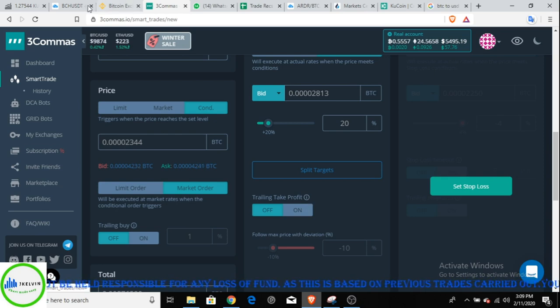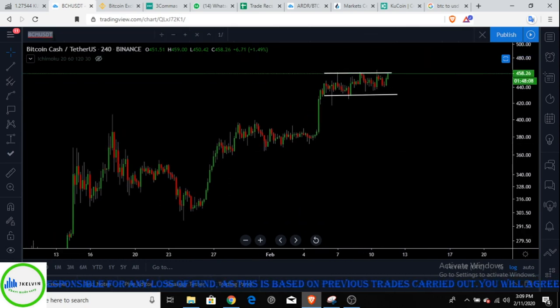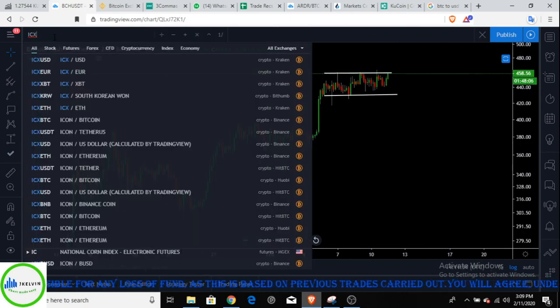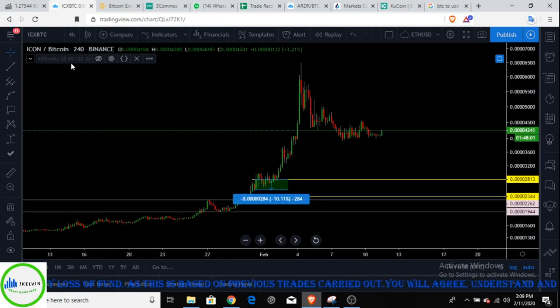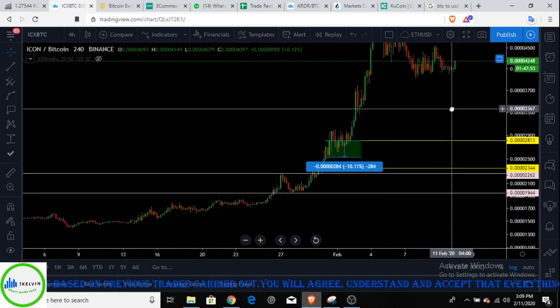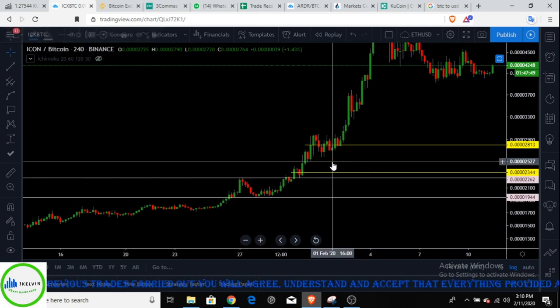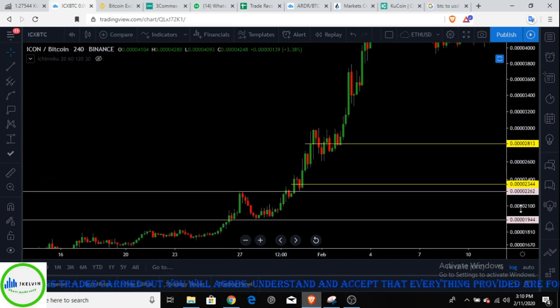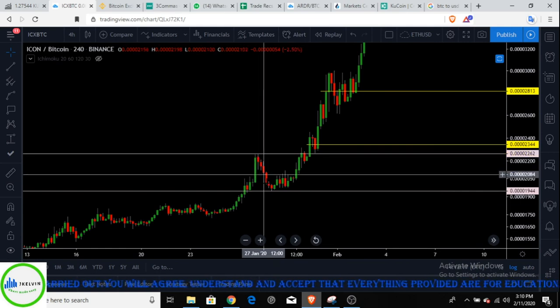So let me use this for example. Well, let me use ICX BTC, which did around 200%. So how would you stay in this trade and not get knocked out? Okay, let's assume the trend was still around here. We have a trend around here and it hasn't broken out. We have this level around here.